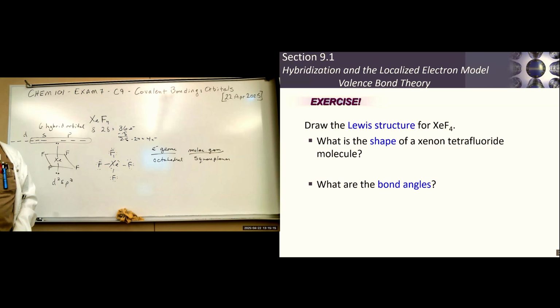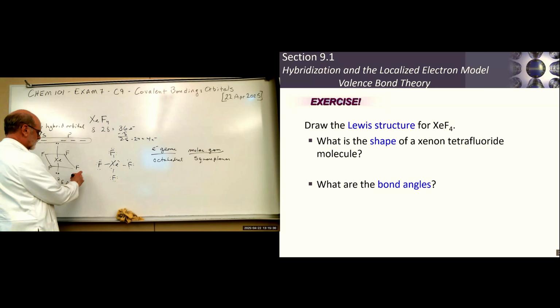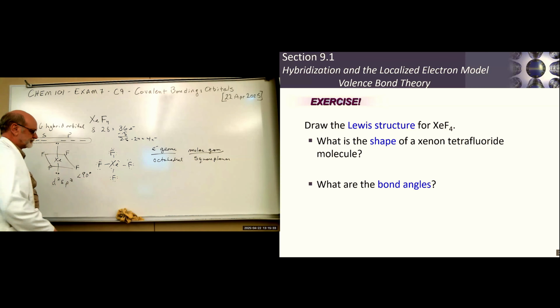Don't ask me why they put the d's first, because they should be over here, right? Low energy, mid, high energy, right? Maybe it's just for aesthetic reasons. What's the bond angle? Well, the bond angles are all 90 degrees. Octahedral, bond angles, and the next slide should have hybridization, d2sp3 hybrids.